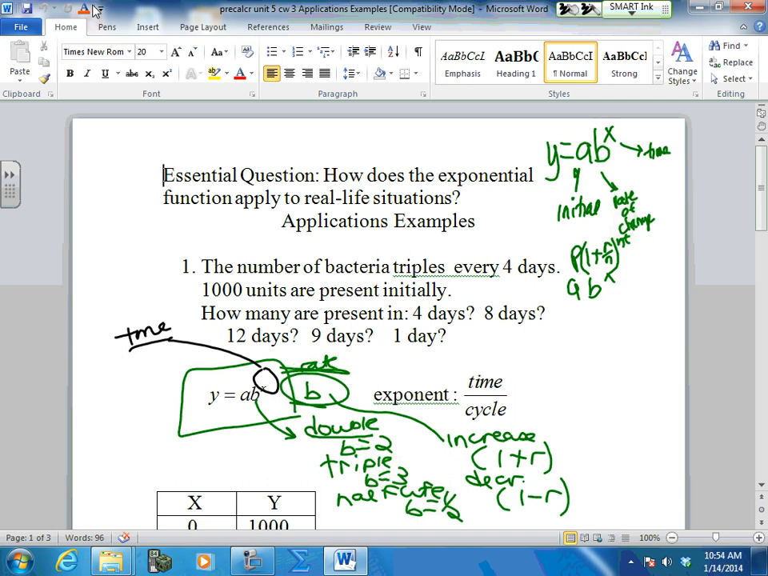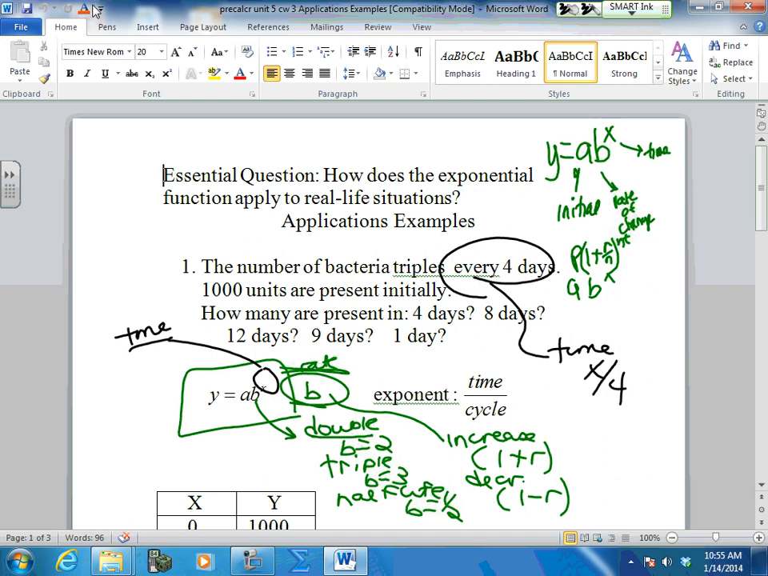So I can't do it to the X and say every day my bacteria will triple. I want it to triple every 4 days. So we have to set a cycle, and we set our time over our cycle. So if I'm going every 4 days, my time is going to be days over 4. So if it's 12 days, it has tripled 3 times: the 4th day, the 8th day, the 12th day. Does that make sense?